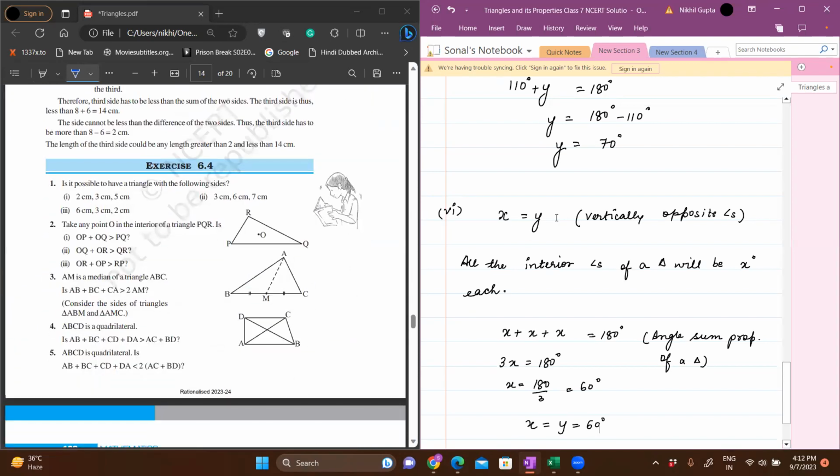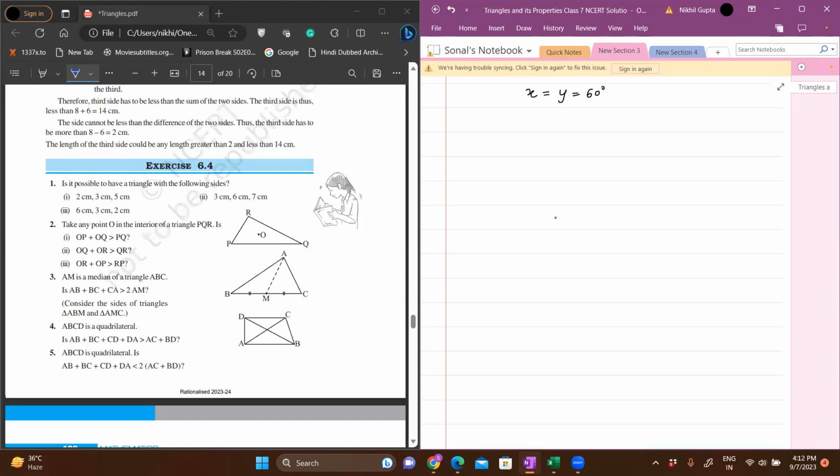Let's quickly move on to the next exercise, which is exercise 6.4, based on the triangle inequality part. So if we talk about the first portion here, the first question says, is it possible to have a triangle with the following sides? When the question asks if it is possible to form a triangle with the following sides, you can use the property that the sum of two sides of a triangle should always be greater than the third side.